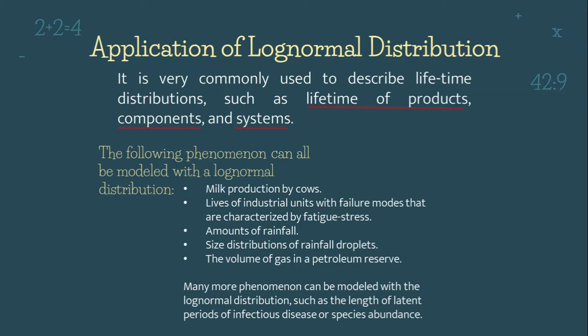Milk production by cows, lives of industrial units with failure modes that are characterized by fatigue stress, amounts of rainfall, size distributions of rainfall droplets, the volume of gas in a petroleum reserve. Many more phenomena can be modeled with the log-normal distribution, such as the length of latent periods of infectious disease or species abundance.